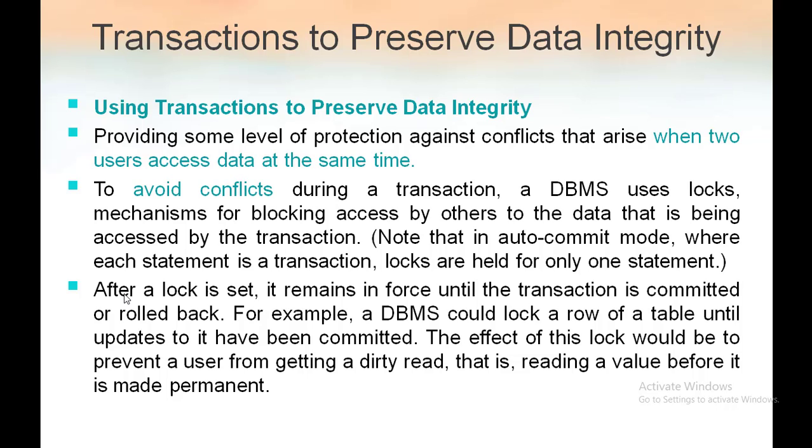Transactions to preserve data integrity. Transactions can help to preserve the data integrity in a data table. A transaction provides some level of protection against conflicts that arise when two users access data at the same time. To avoid this conflict during a transaction, a database management system uses a lock mechanism for blocking access by others to the data. If your program is in auto commit mode, where each statement is a transaction, locks are used only for one statement. And after using a lock, it remains in force until the transaction is committed or rolled back.